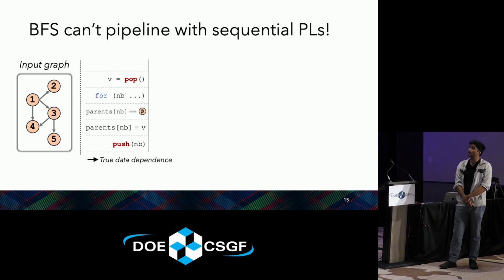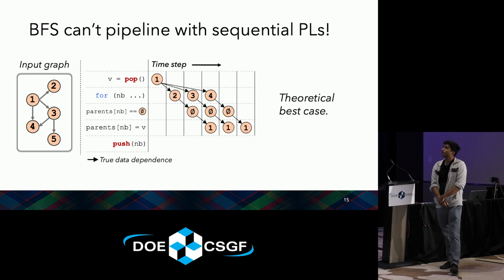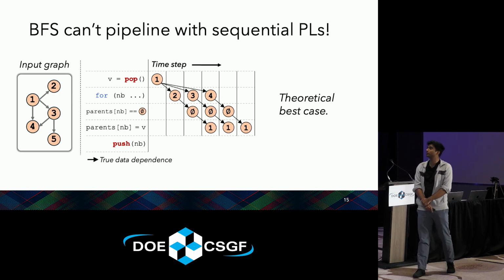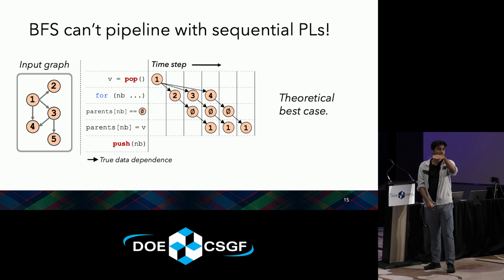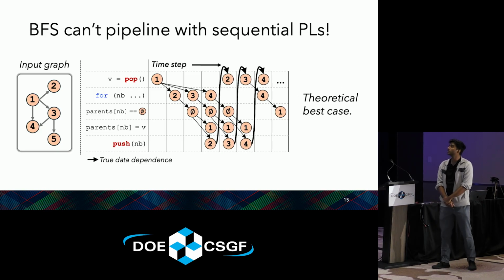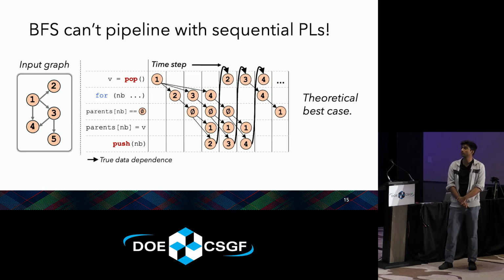So I kind of want to show a pipeline diagram of this. And so in the best case, I've listed out some of the instructions that are important. In the best case, we want to pop a vertex, iterate through its neighbors, set the unvisited parents as quickly as possible. And so we're pipelining loop iterations here. And we can do the same thing as we find new vertices.